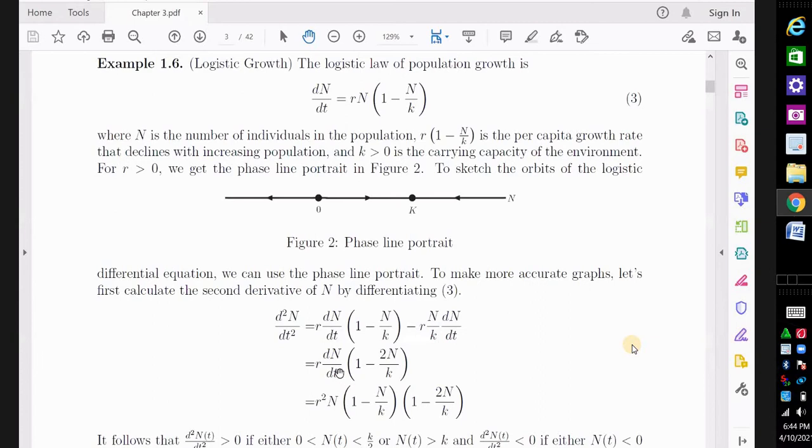Now using dn by dt is rn into 1 minus n over k, so this is r square into n into 1 minus n over k, into 1 minus 2n over k. So you can see the second derivative d2n by dt square is 0 for n equal to 0, n equal to k, and for n equal to k by 2. From here you can find zero.